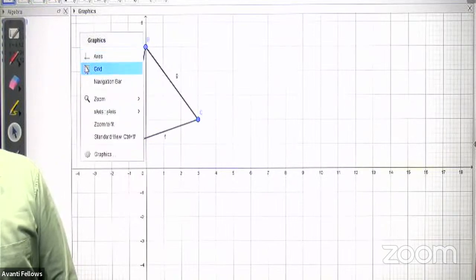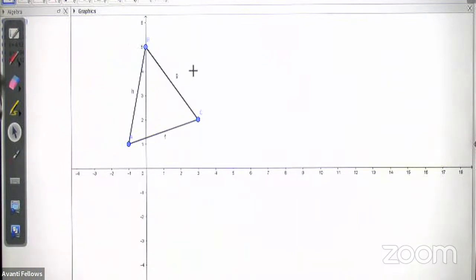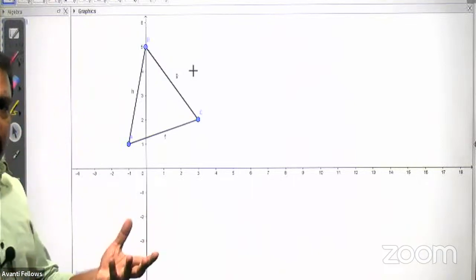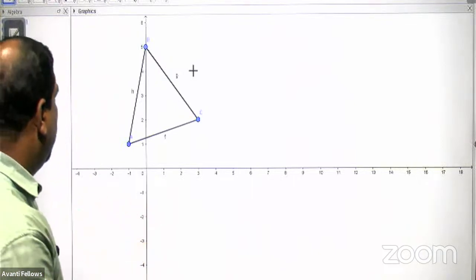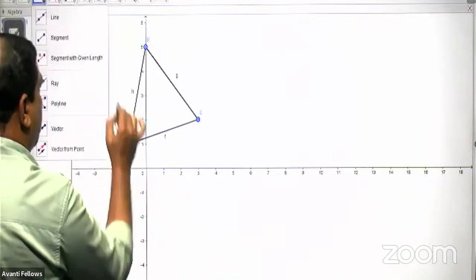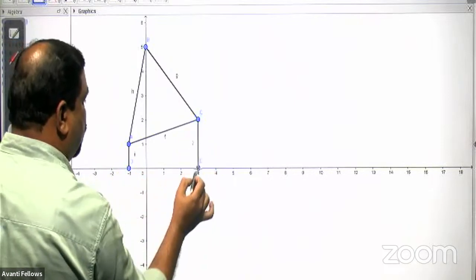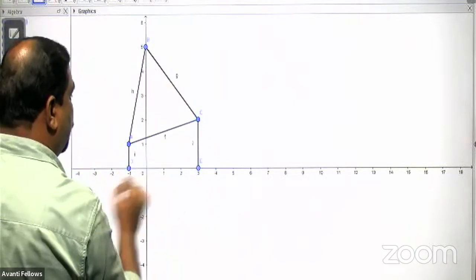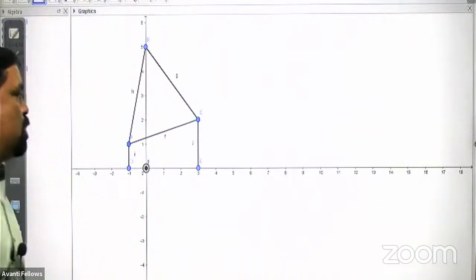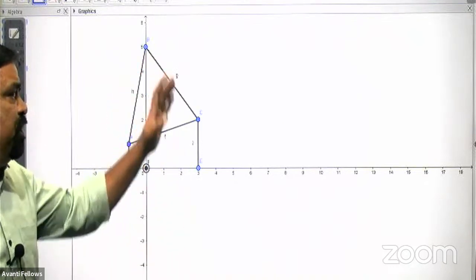So it is a question from the application of integral chapter actually. Application of integral. I will just tell you the method. I will not do everything here. So what we have to do here: we need to find the area bounded by these 3 line segments, means the area of this triangle.